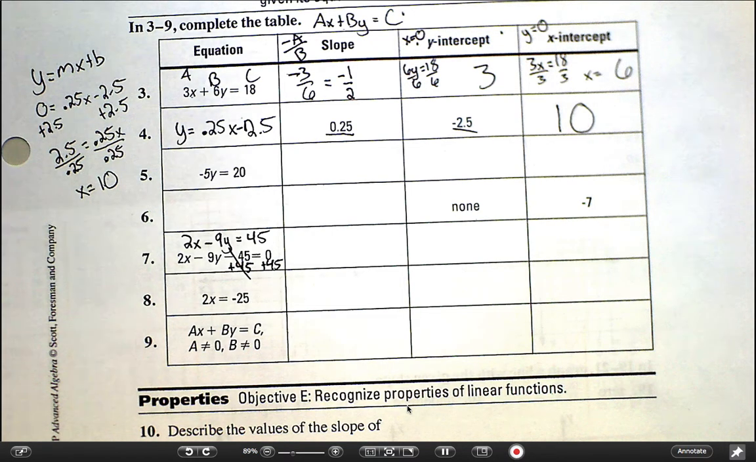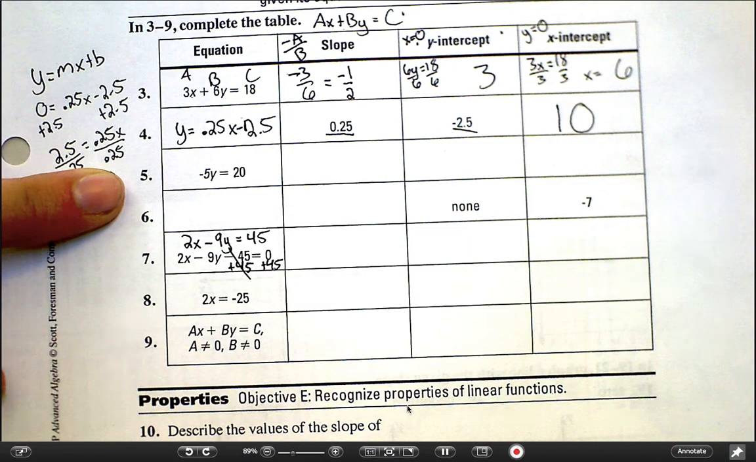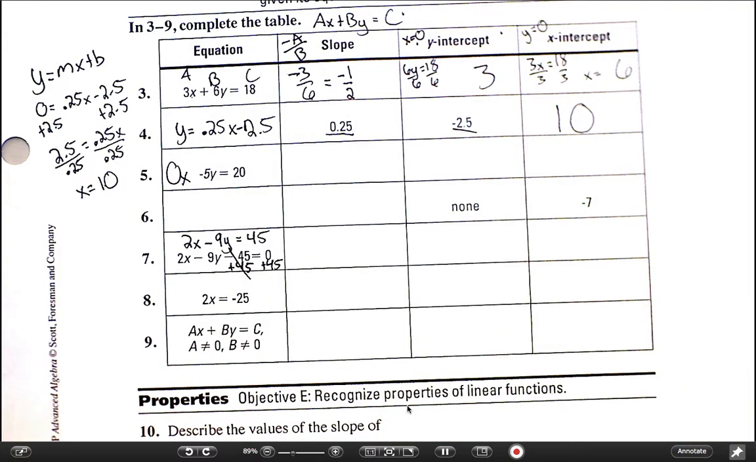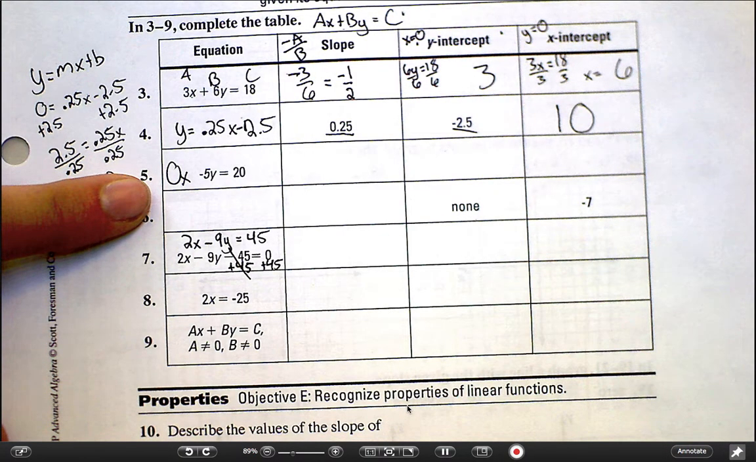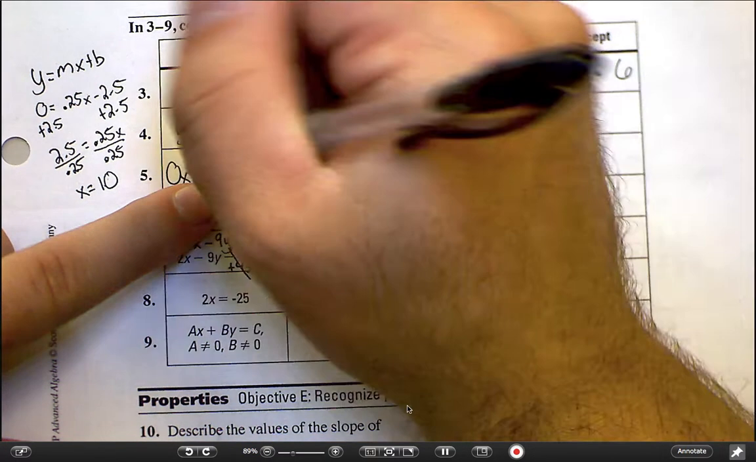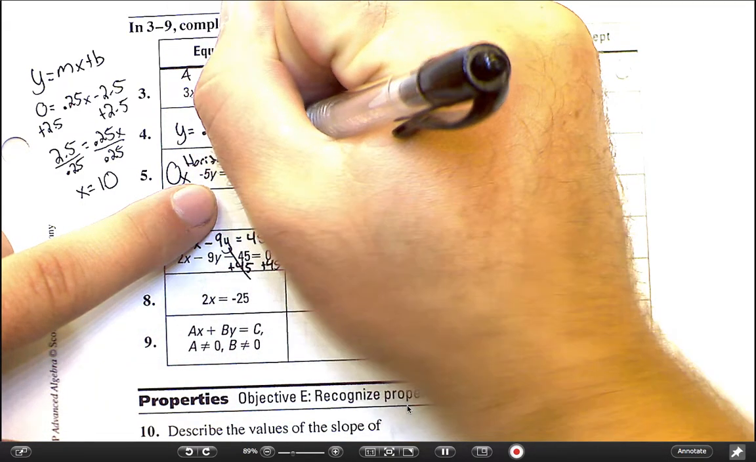Okay. Number 5 is a little bit odd because I don't have an x term. So really what it is, it's a 0x minus 5y. But I'm not actually even going to use that 0x. What I have to recognize here is if I only have one variable, this is either vertical or horizontal. If it's y, that means I know my y value. My x value can be anything, which means I have a horizontal line here. So this is our horizontal line.